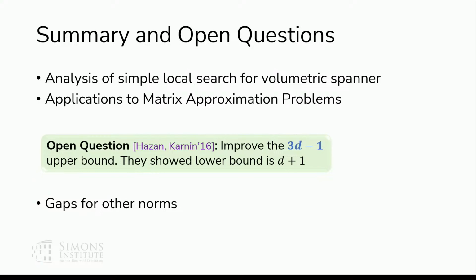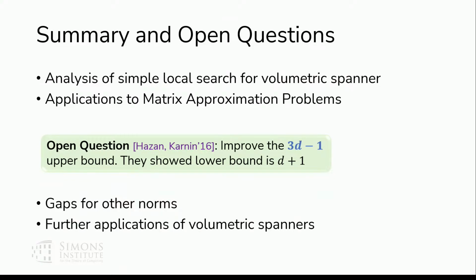And there were actually some gaps for other norms that I showed, not on the size, but on the guarantee of the norm of the coefficient vector. So it's an interesting question to see what's actually the right value there. And I hope that you can find some nice applications of this object in designing algorithms in different areas. And that was mainly the purpose of my talk. Thank you. If you have any questions.